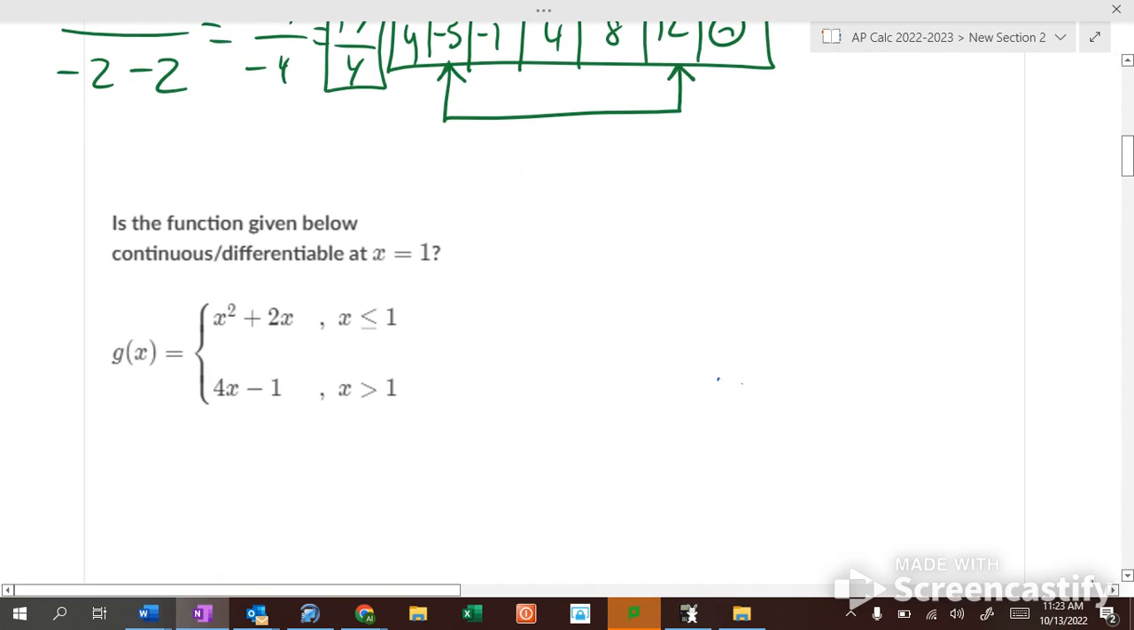Is that function continuous and differentiable? Is it both continuous and differentiable? Good question. Well, let's find the answer. What's the first step of finding that answer? Plug one into the first function. We get 1 plus 2, which is 3. Plug one into the second function. Is it continuous?